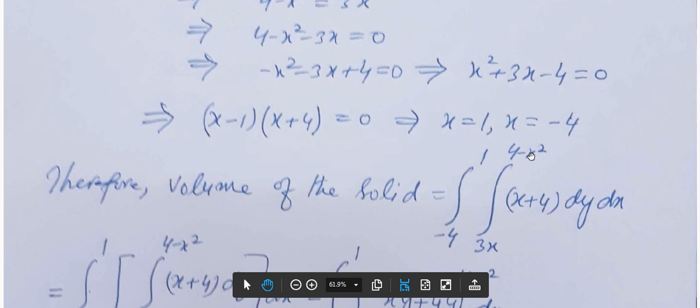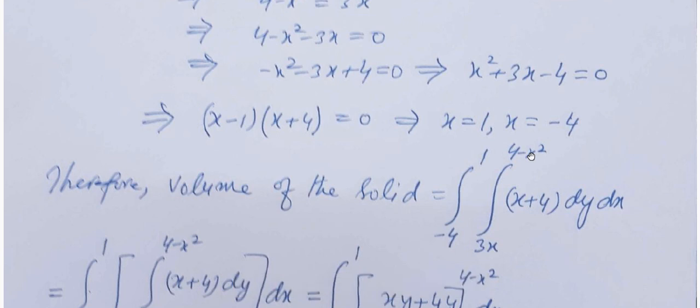Now maybe you can ask this question: why have we written 3x down and this 4 minus x squared up? The answer is, if you draw the graph of this, this will be your lower graph, this will be your upper graph. You can easily see, or you can put any number here and check, there is no problem, from 1 to minus 4.